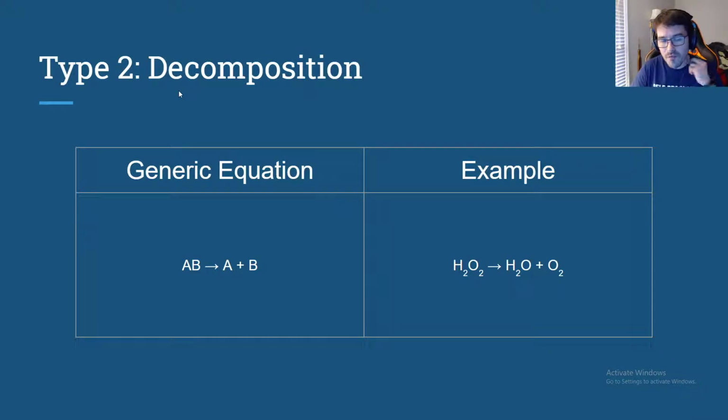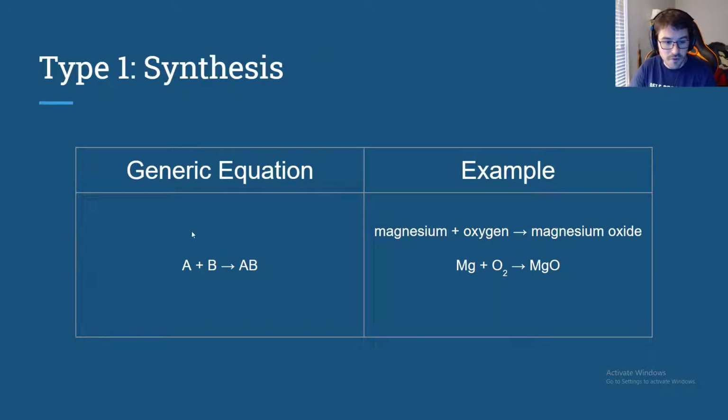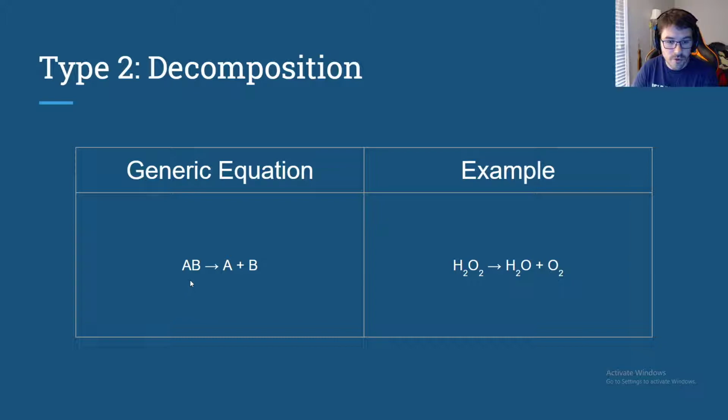The second type of reaction is the opposite of a synthesis reaction. It is called a decomposition reaction. This is where you take a single reactant and it's going to break down into two or more products. So it's literally the opposite of this, right? If you take this equation and flip it around, then you end up with this, right? An example of this is hydrogen peroxide breaking down into water and oxygen gas.